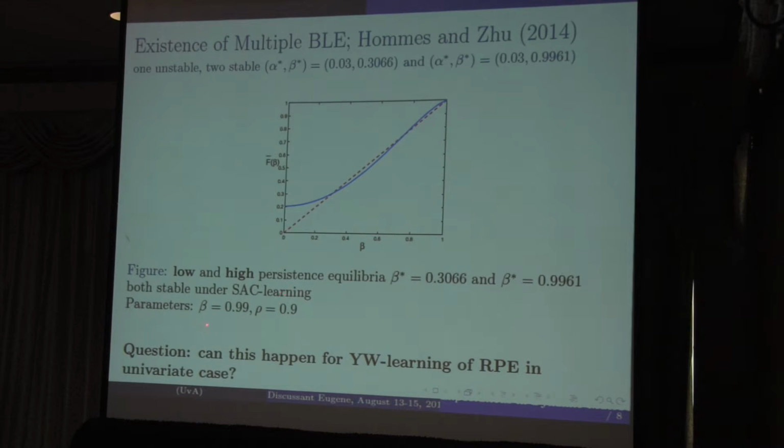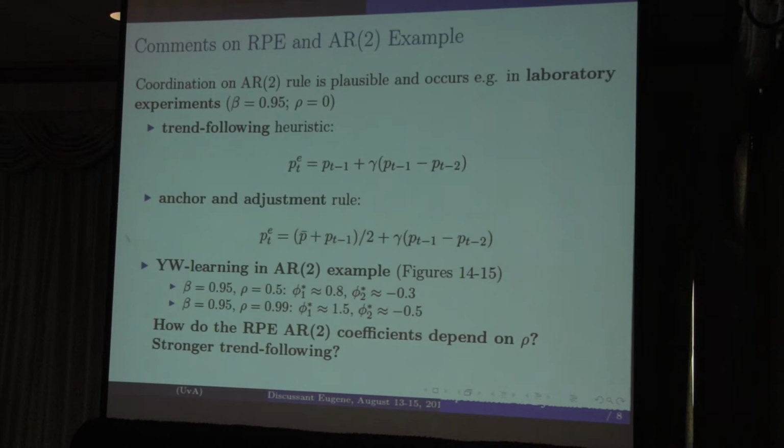Okay, so question: can this happen under Walker learning? Even in the univariate case, when you have this extra noise term. Okay. Then a few comments on the RPE example and the AR2 example.